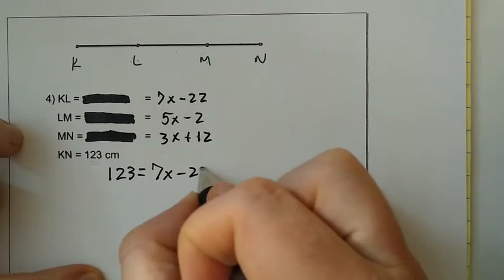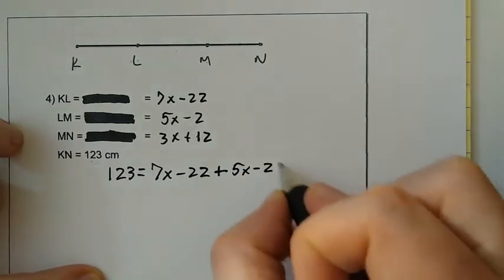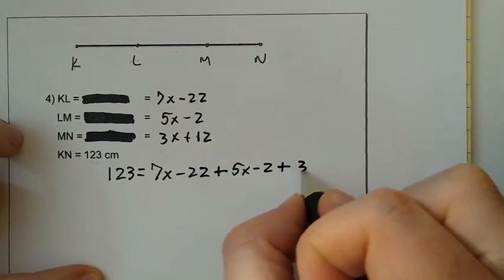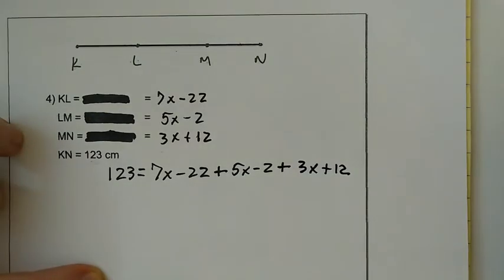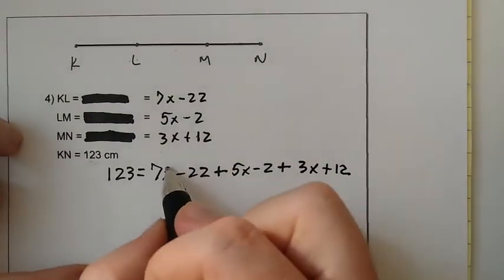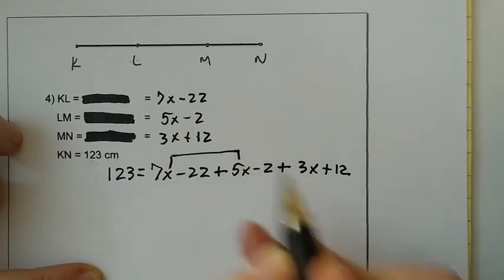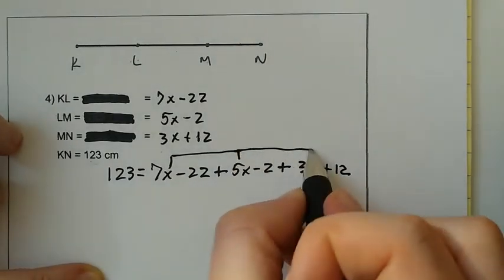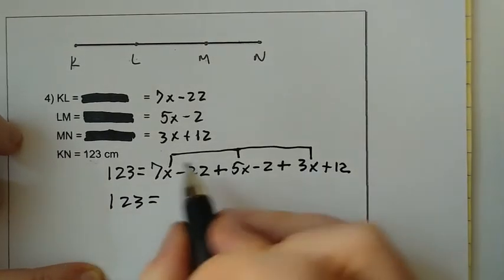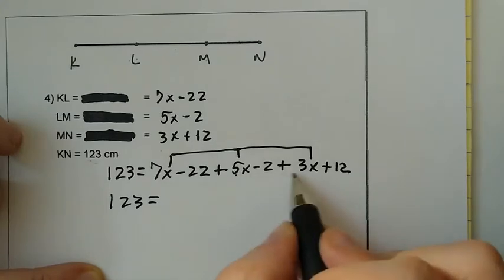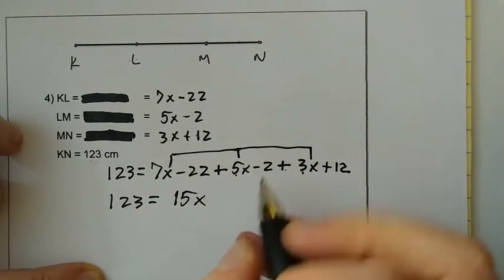7x minus 22 plus 5x minus 2 plus 3x plus 12. Again, we go with like terms. 7x doesn't go with 22, but it goes with 5x, and it goes with 3x. So 123 equals 7 plus 5 plus 3 gives you 15x.